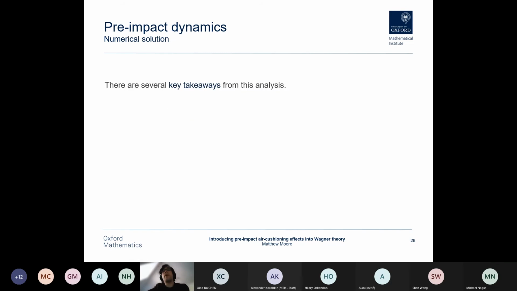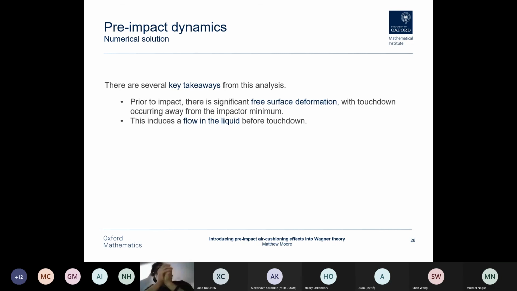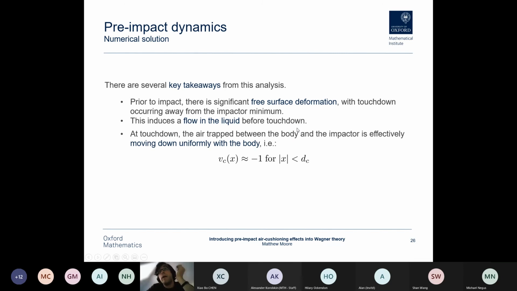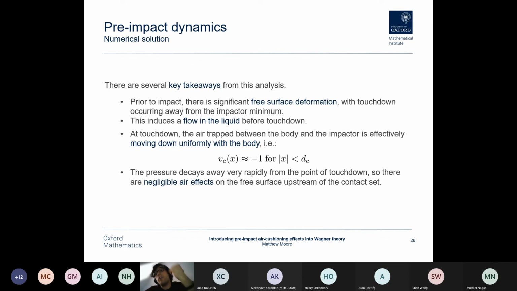So the key takeaways from this one result I've shown you, I'll show you a little bit more in a second, is that before the impact, we're getting this significant deformation. There's a flow induced in the liquid, which is order 1 when we get touchdown. So it's something we shouldn't really be ignoring. But at touchdown, the free surface velocity is essentially -1 between the 2 points of contact, so it's being carried along with the impacting body. And finally, ahead of the point of touchdown, we are seeing the pressure decay away quite quickly. So these sort of things are seen more universally.